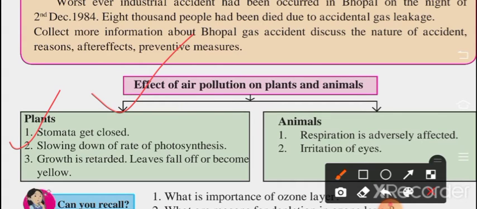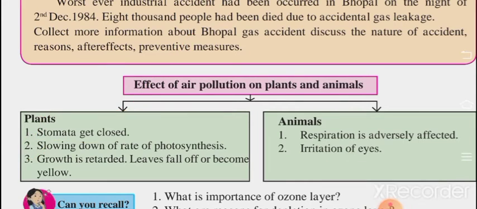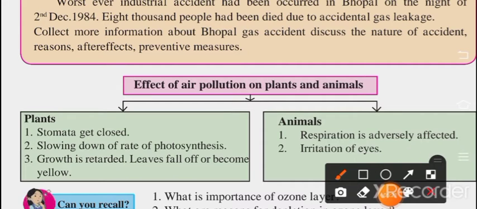Stomata get closed. Stomata means small openings in plants, on branches, leaves, stems and all. So these openings are getting closed. Slowing down the rate of photosynthesis. The process of photosynthesis to make food in the plants gets slowed down. Growth is retarded. Whatever growth is there gets stopped somewhere, and leaves fall off and become yellow.